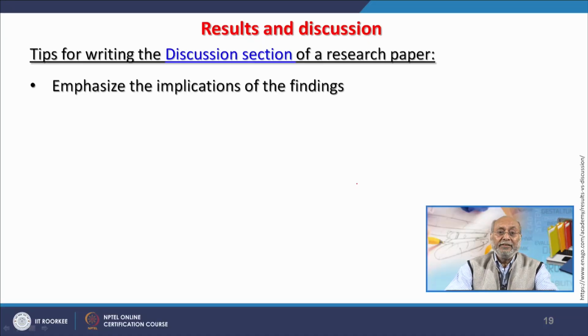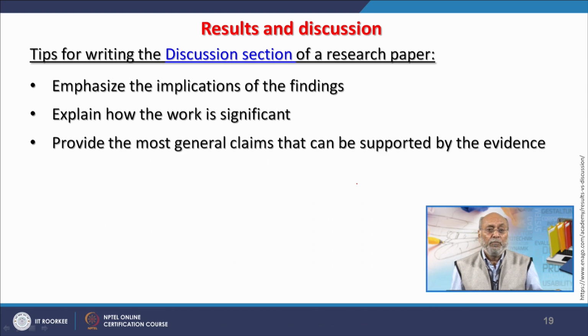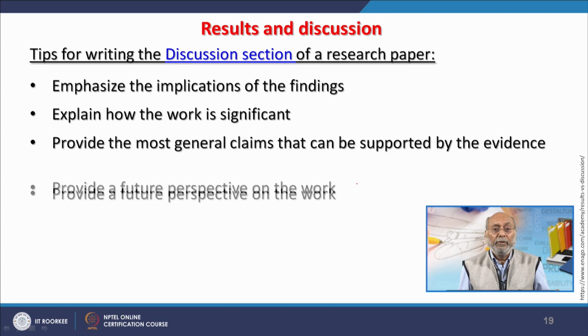Also emphasize the implication of the findings, the importance basically: whatever results have come, how they are important, how they are implicated. That part can also be explained: how the work is significant, its importance. Provide the most general claims that can be supported by the evidence.